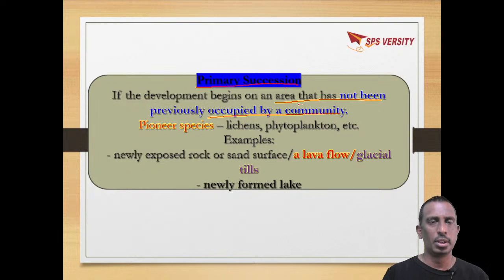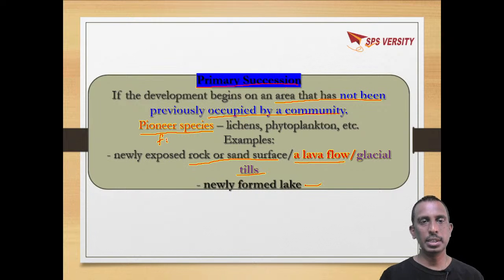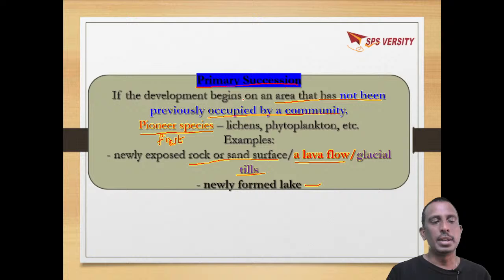Like a newly exposed rock or sand surface, or a lava flow, or a glacial till, or a newly formed lake, where previously there is no community at all. The species which come and inhabit this space are called pioneer species. Pioneer means the first one which will occupy that area. It is called pioneer species.